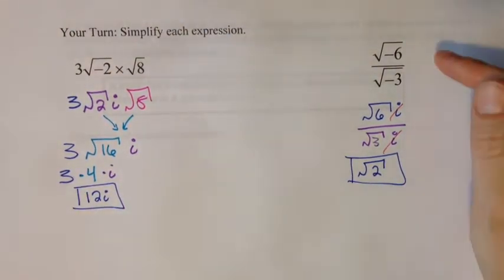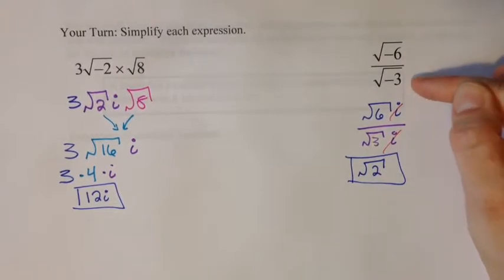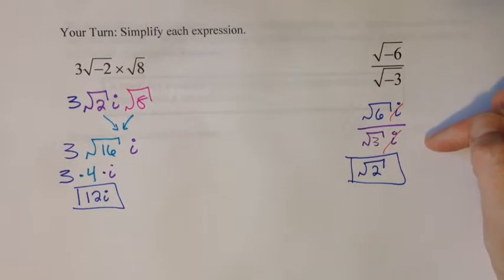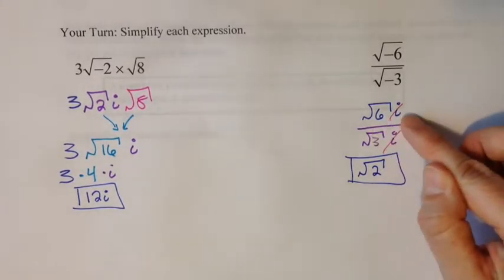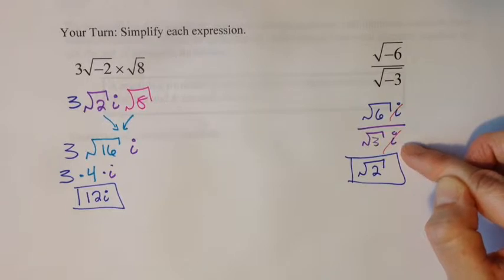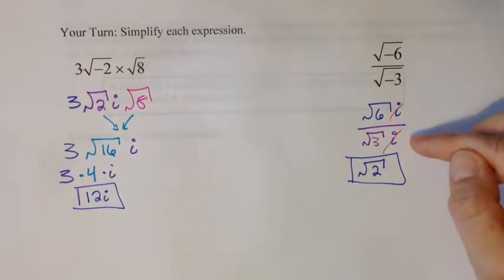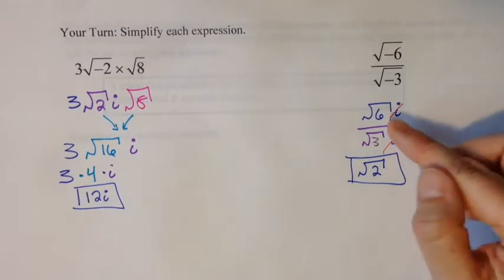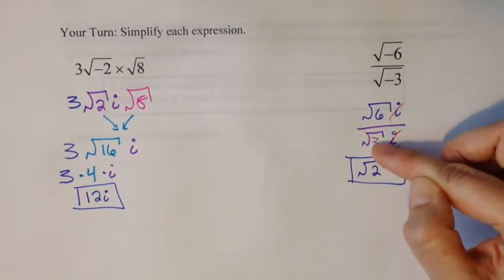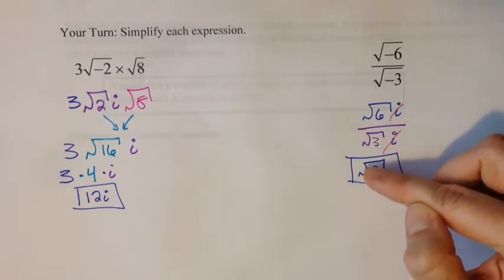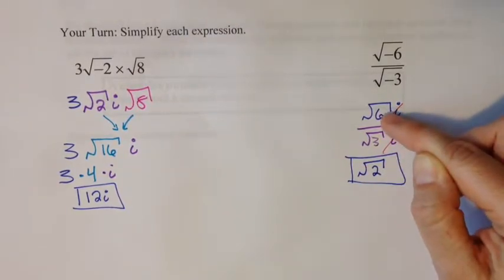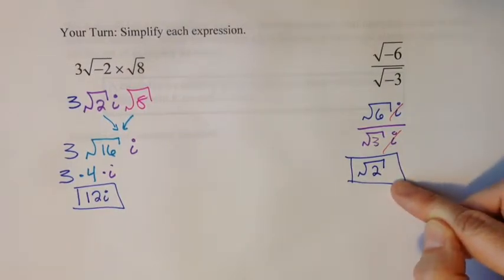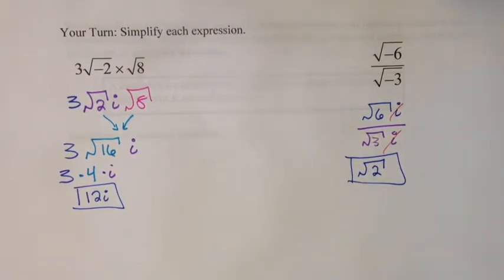In my second example, I have the square root of negative 6 over the square root of negative 3. So I start by rewriting each of those to have an i instead of a negative. The square root of 6 times i over the square root of 3 times i. Now I notice that I have an i on the top and an i on the bottom, so I can cancel those out just as though it were a variable. The square root of 6 over the square root of 3 can be pushed together to become the square root of 2, because 6 divided by 3 is 2. The square root of 2 doesn't simplify any further, so we'll just leave it like that in its exact form.